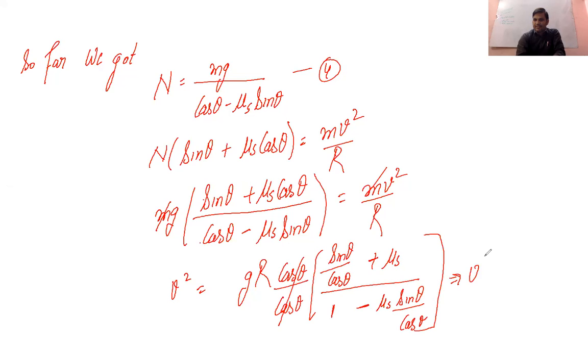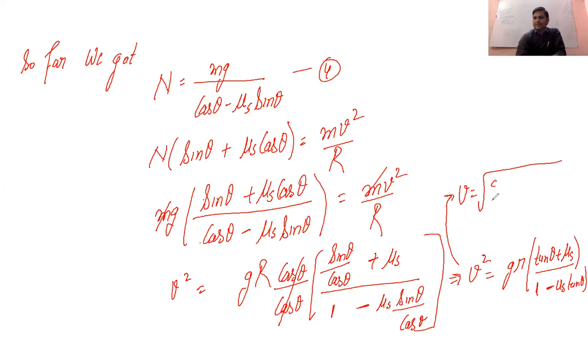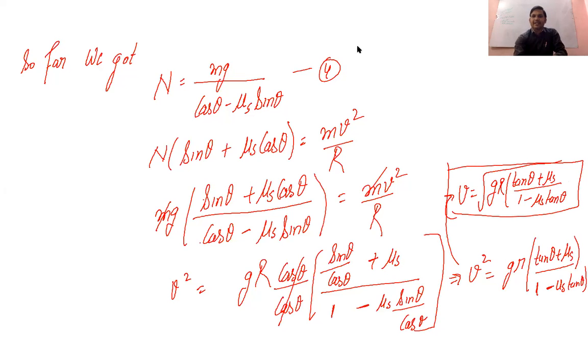So this will be your v square is equal to gr, tan theta plus mu s divided by 1 minus mu s tan theta. You can see from here, and further you can write v is equal to under root g into r, and this will be your tan theta plus mu s upon 1 minus mu s tan theta. So this is the case of the velocity.